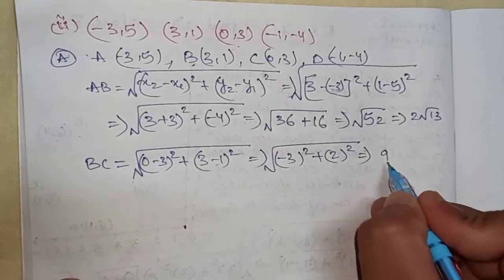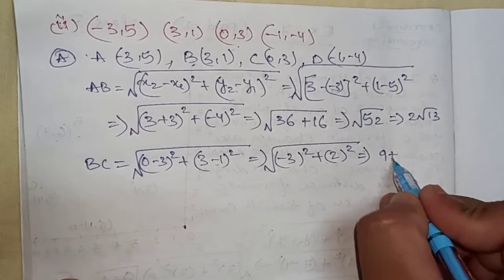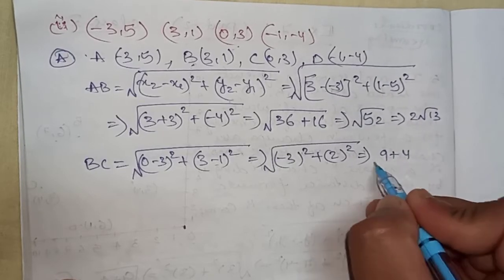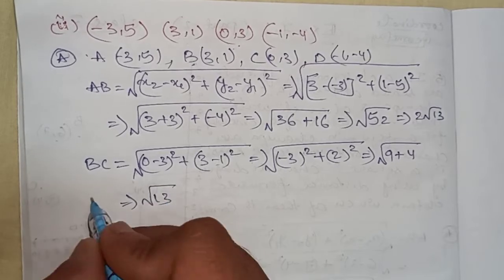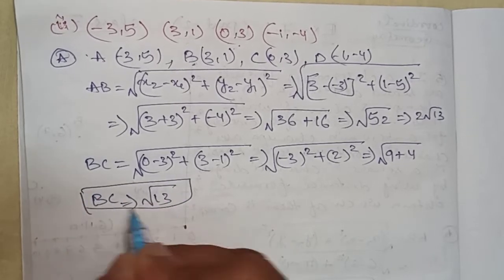Minus 3 square is 9. 3 3s are 9. Minus minus plus, 2 square is 4. So 9 plus 4 is 13. Root 13 we will get. The value of BC is root 13.